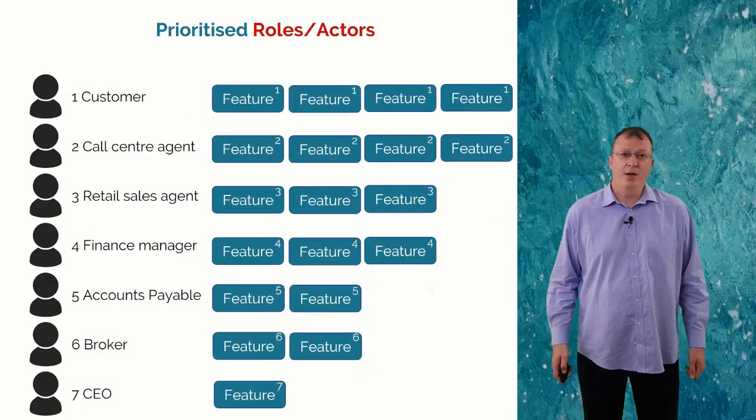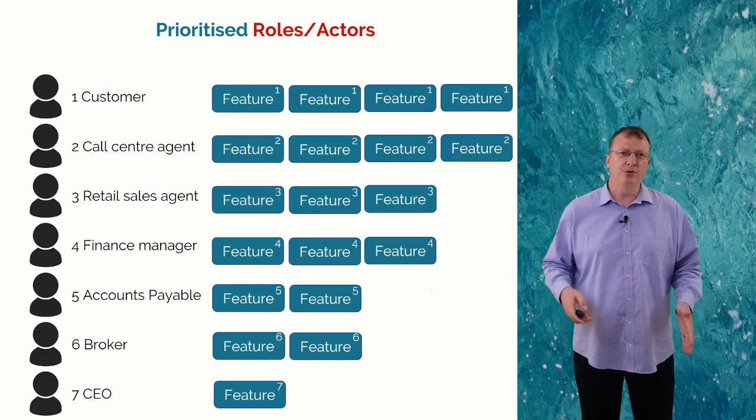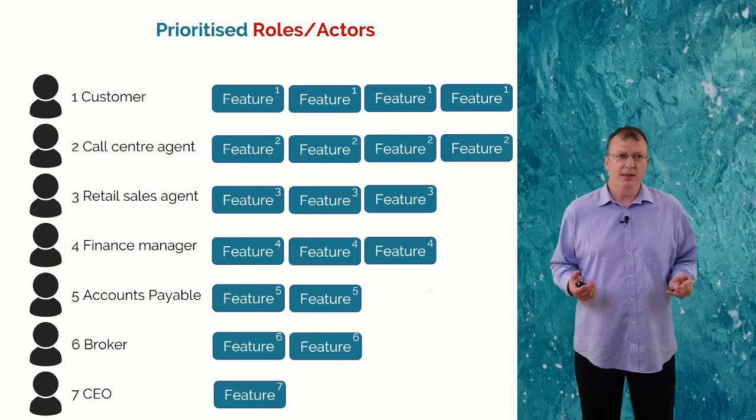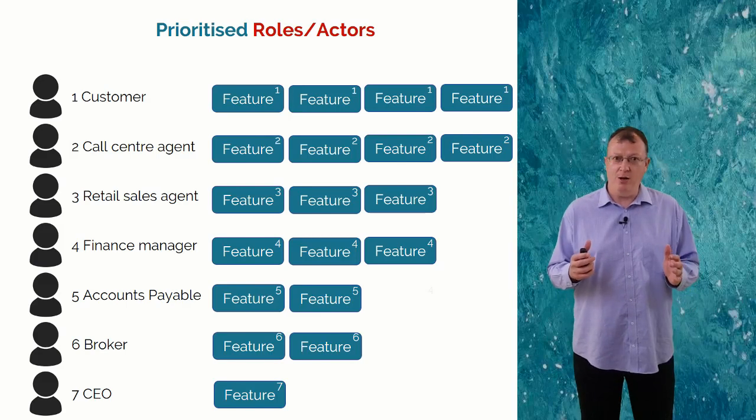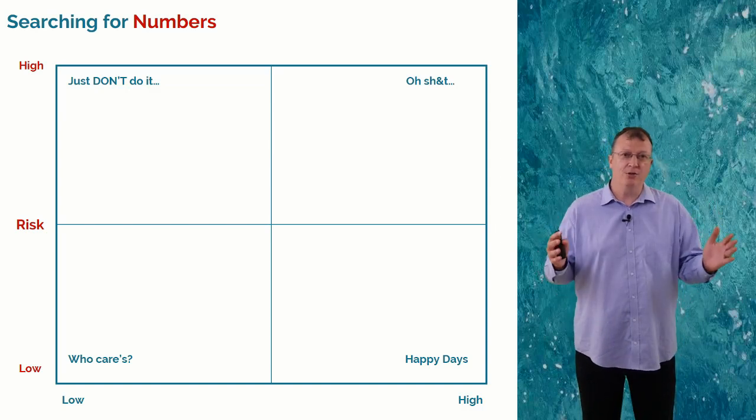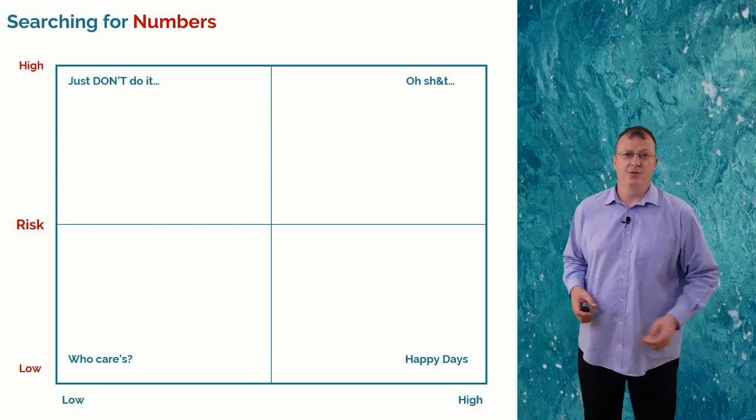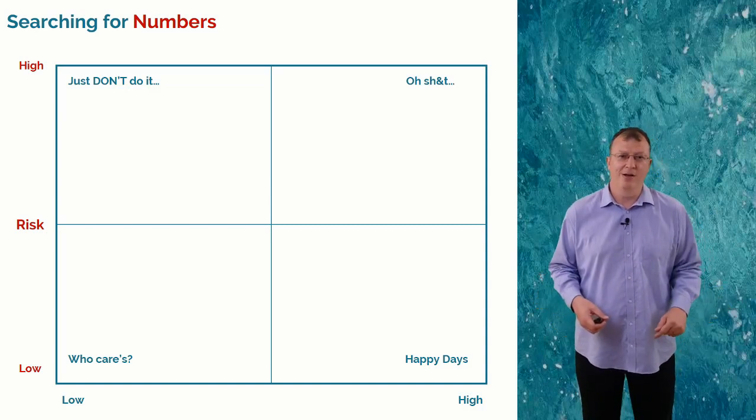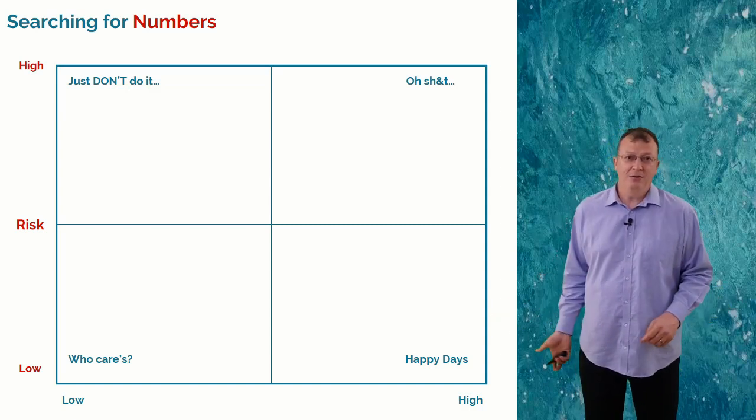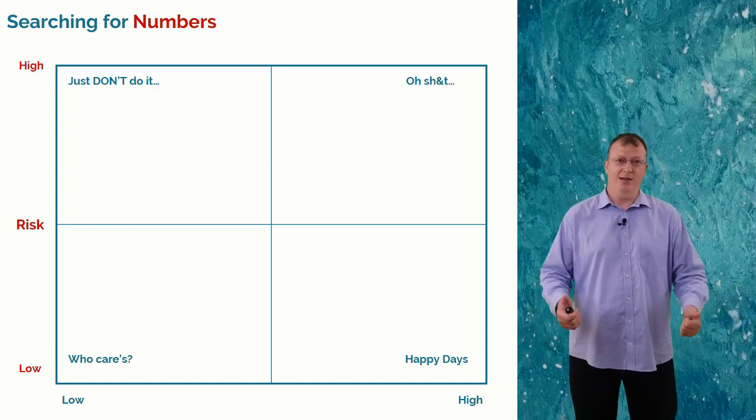Great, so let's just do a quick recap. We had our actors or roles and a set of features, and we want to determine basically what is the real shape of our MVP now, and where do we start and what do we do next. And we created this risk value matrix, and in the bottom left is the who cares corner, low risk, low value. In the bottom right, great, happy days, very valuable, very easy, so fantastic.